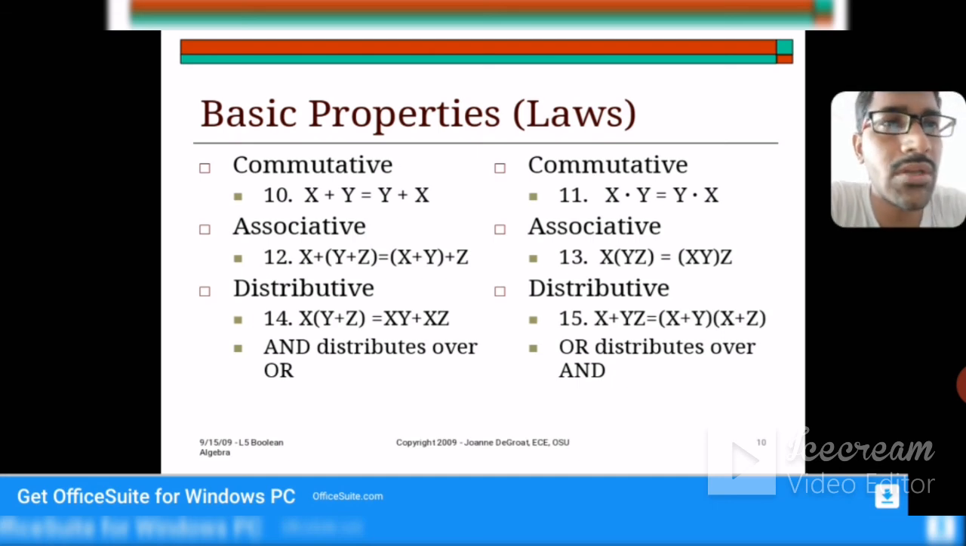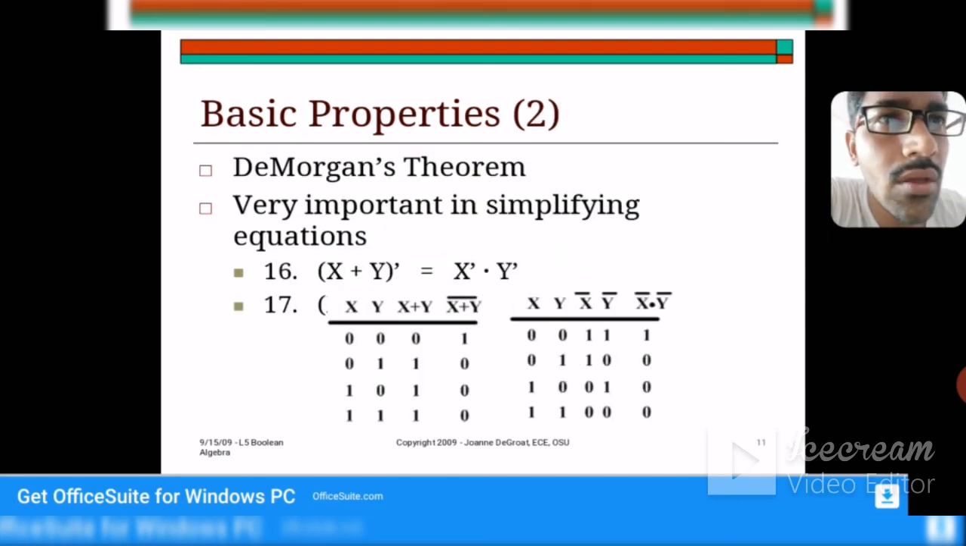Then comes the distributive property. X into y plus z is equal to xy plus xz. Again, another type of distributive property is x plus yz is equal to x plus y into x plus z. The first one is and distributed over or, the second is or distributed over and. Then the final one, De Morgan's theorem, very important in simplifying equations.